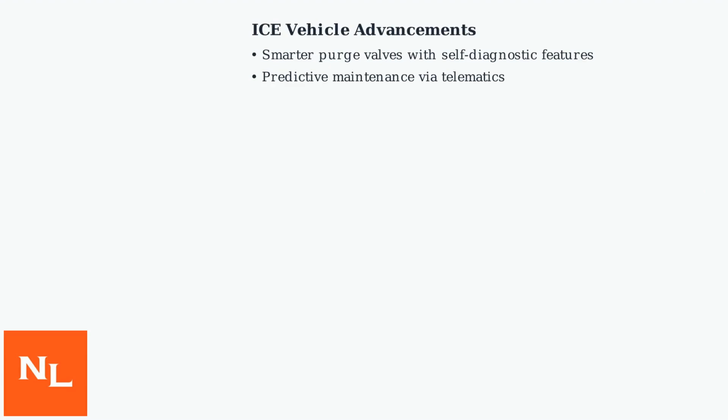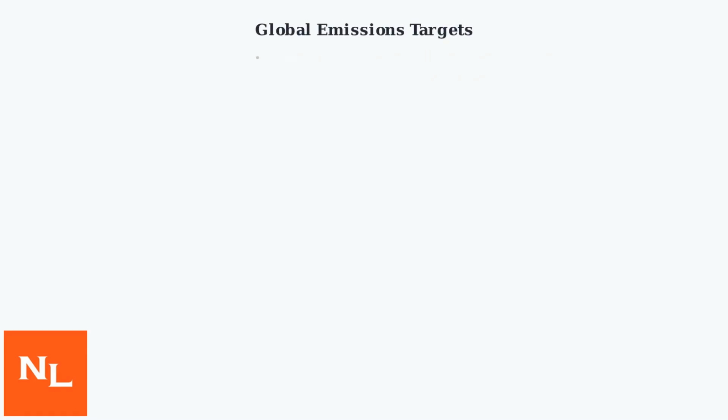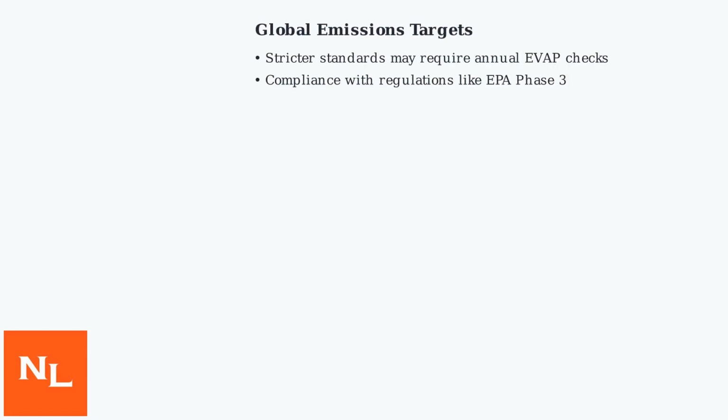Purge valves will become smarter with built-in self-diagnostic capabilities, while telematic systems will enable predictive maintenance to catch issues before they trigger codes. Stricter global emissions targets, such as the upcoming EPA Phase 3 regulations and China's new standards, may mandate annual EVAP system inspections. This will drive demand for more reliable diagnostic tools and proactive maintenance to ensure compliance.